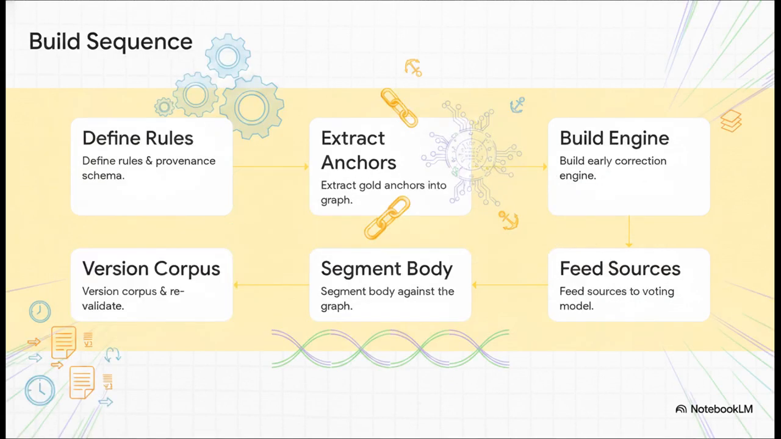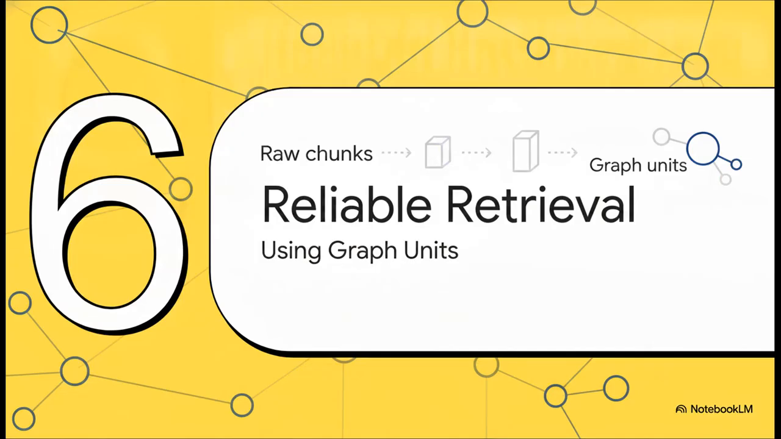All of this comes together in a carefully orchestrated build sequence. You go from defining your rules to extracting those gold anchors to building the early engine. But you know, the most vital cross-cutting discipline happens at step 6. You must constantly version the corpus and revalidate the graph structure every single time new corrections are accepted. Finally, Section 6, Reliable Retrieval for Business.